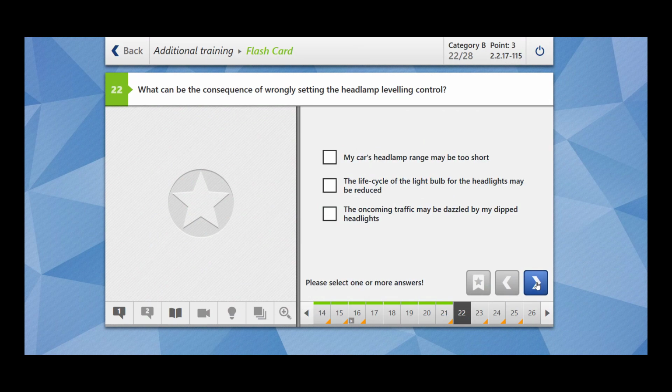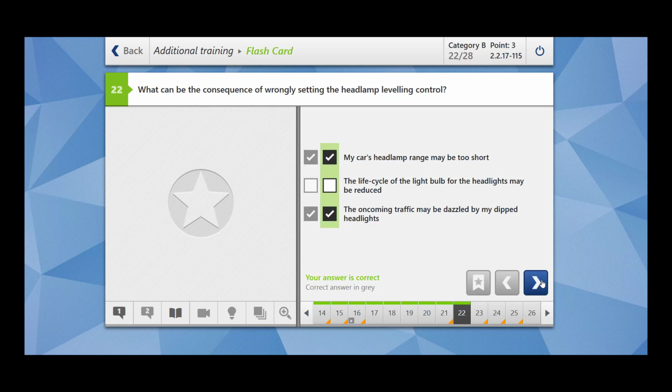What can be the consequences of wrongly setting the headlamp leveling control? If you set the level of your headlamp incorrectly, my car's headlamp range may be too short. Yes. The life cycle of the light bulb for the headlights may be reduced. This has nothing to do with the setting of the headlamp leveling control. The oncoming traffic may be dazzled by my dipped headlight.